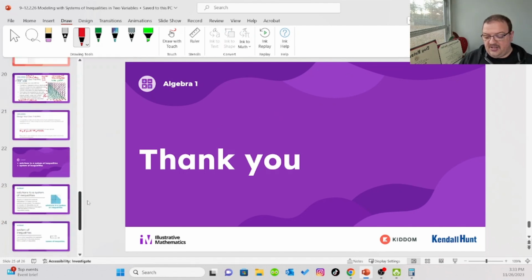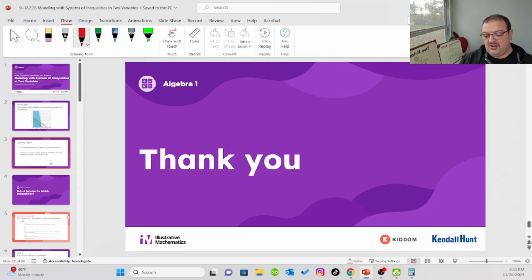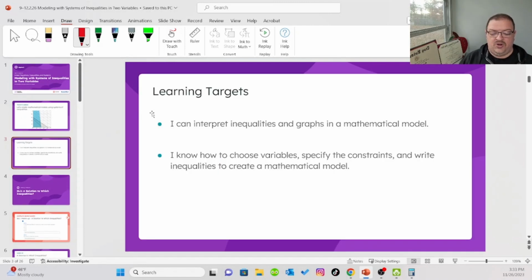So if we go back and double check our learning targets for this lesson, number one, you should be able to interpret inequalities and graphs in a mathematical model. If you are comfortable with that, then you should be ready for the test on Thursday. If not, use this week to ask me questions. And learning target number two, you should know how to choose variables, specify the constraints, and write inequalities to create a mathematical model. If you are comfortable with that, you should be ready for the test on Thursday. If not, please use this week to ask questions.